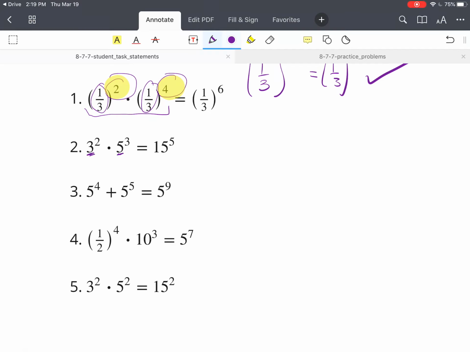Are the bases the same or different? They're different, right? So you can't. Yeah, no, this is hella wrong. You cannot multiply the 3 and the 5 to get 15 and then add the exponents. Wrong. Bruh.